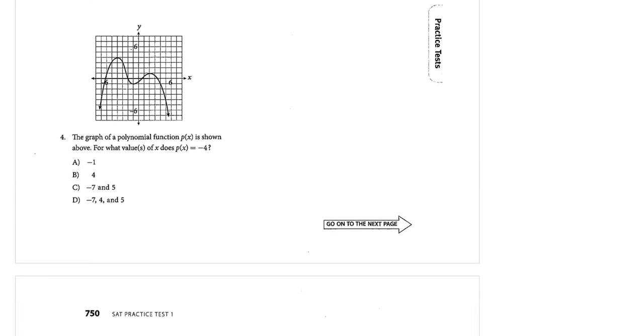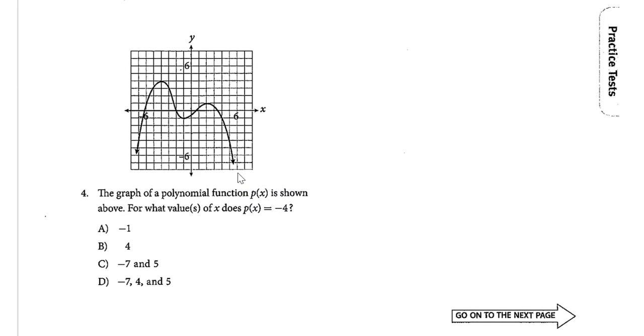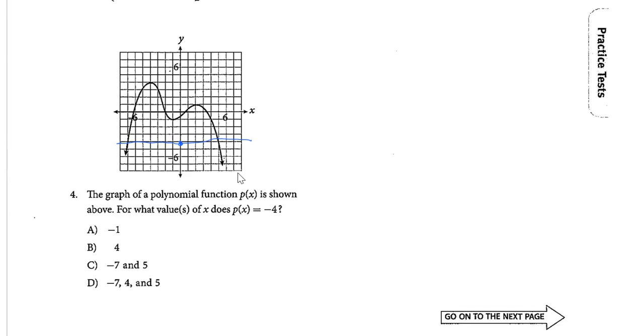All right, moving on to 4. So, the graph of a polynomial function, that just means x to some power probably other than 1, right, is shown above. For what values of x does p is equal to -4? So that's saying our output is -4. So we look at our scale as 1, 2, 3, 4, 5, 6. So just by 1, so -4 would be at 1, 2, 3, 4. So we're looking where it hits this value. So just looking at our x values here, we see that that is going to be at -7 and then at +5. So our choice here for 4 is C.